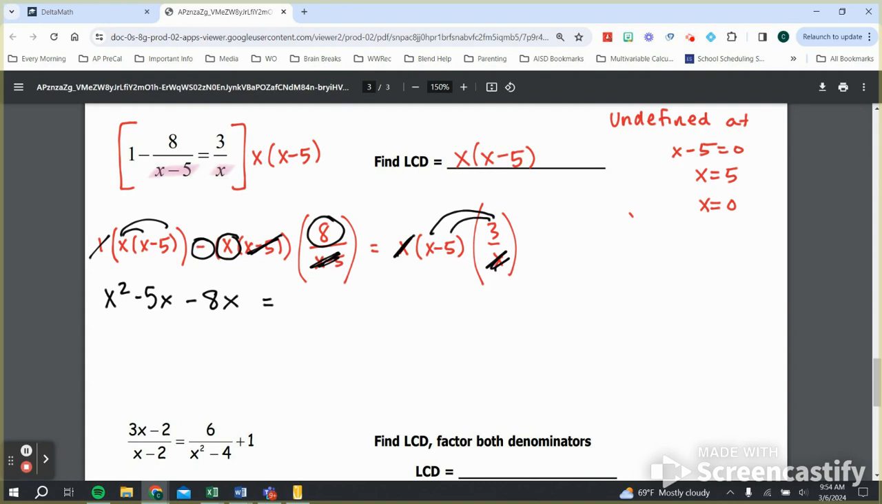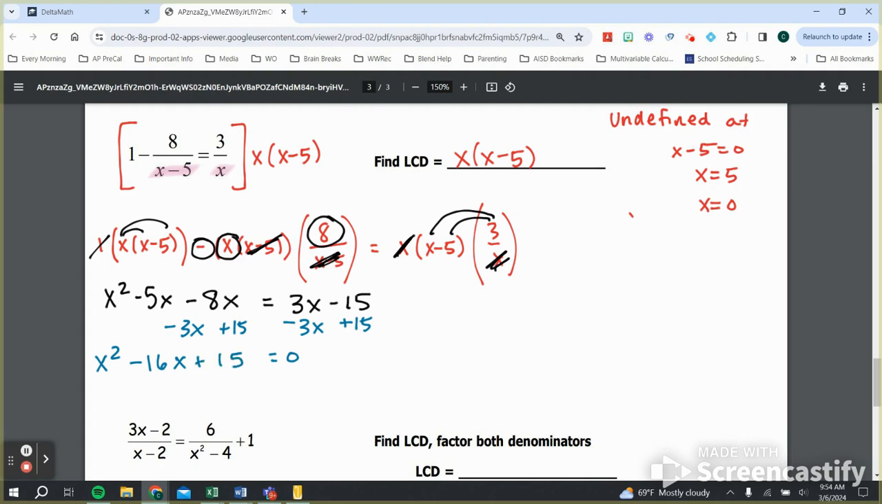So I'm just going to distribute the 3. We have 3x minus 15. So now I'm going to start combining and moving things over. Since I have a quadratic and there's the only x squared, I'm going to move everything to the left. So minus 3x plus 15. So we're left with x squared, negative 5 and negative 3 is negative 8, and negative 8 is negative 16x plus 15. So we have a quadratic.